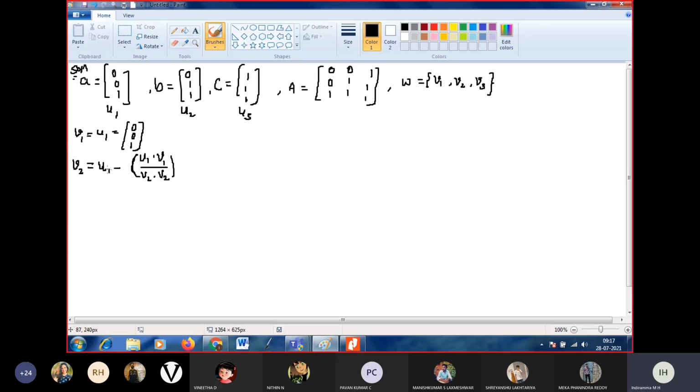So this is U2, na? U2 minus, correct. This is U2 minus U1 dot V1 by V2 dot V2 into what? Into V1, na? Is it correct? What is U2? U2 is 0, 1, 1. Correct? So next minus. So U1 dot.